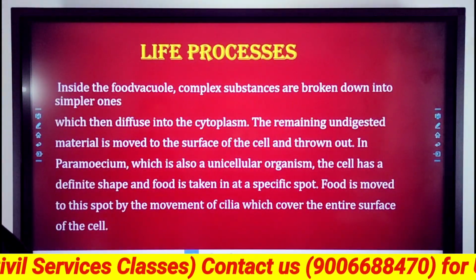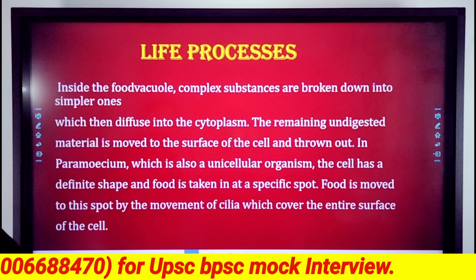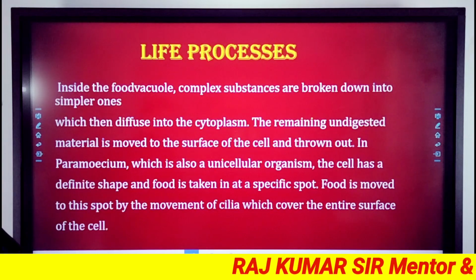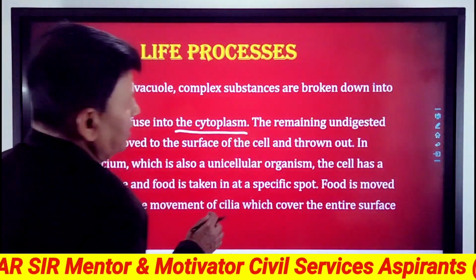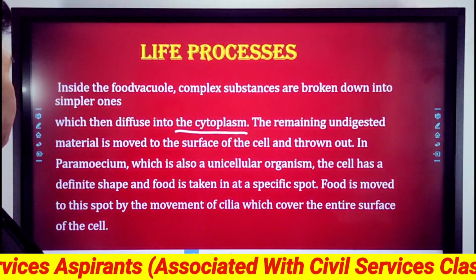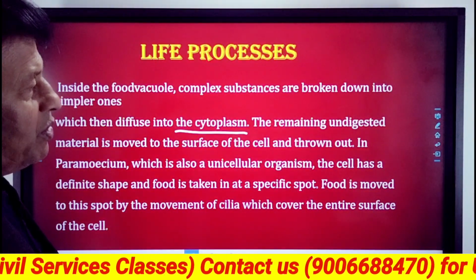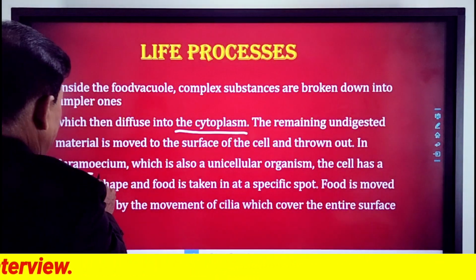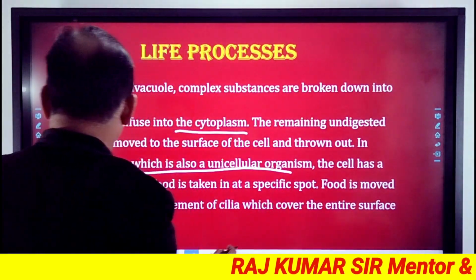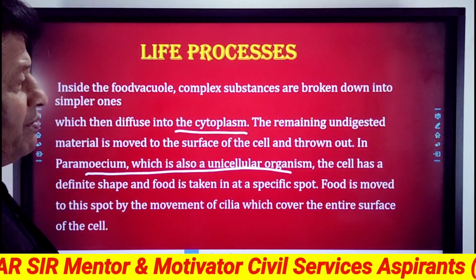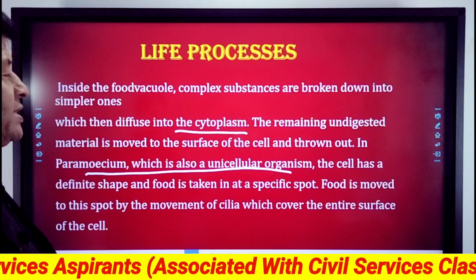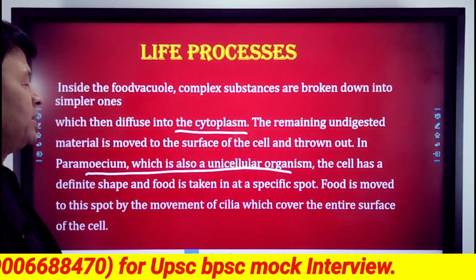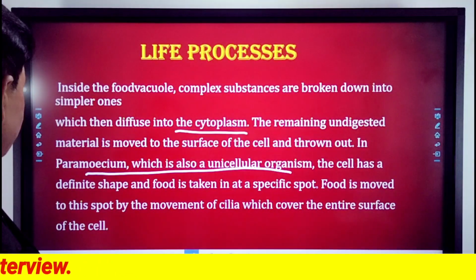Inside the food vacuole, complex substances are broken down into simpler ones, which then diffuse into the cytoplasm. The remaining undigested material is moved to the surface of the cell and thrown out. In paramecium, which is also a unicellular organism, the cell has a definite shape and food is taken in at a specific spot. Food is moved to this spot by the movement of cilia which cover the entire surface of the cell.